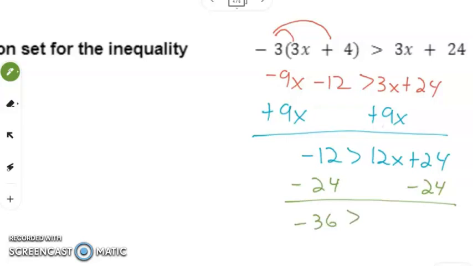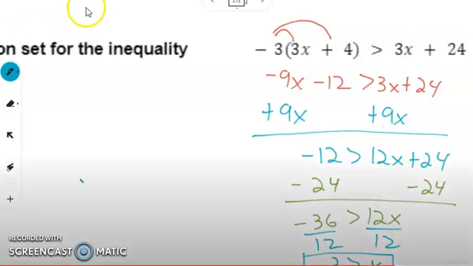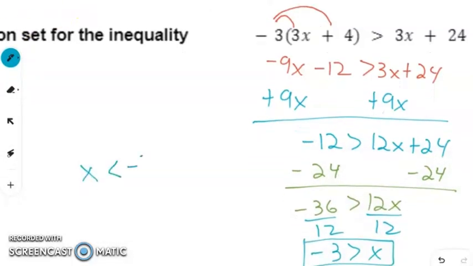And then I still have the 12x. Since 12 is being multiplied to my x, I want to do the opposite of multiplication, so I'm going to divide both sides by 12. Now, negative 36 divided by 12 is going to be negative 3. So I'm going to go ahead and get x is less than negative 3.